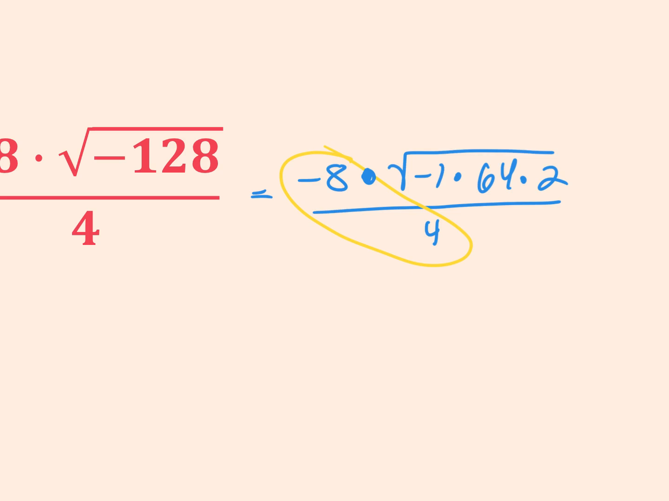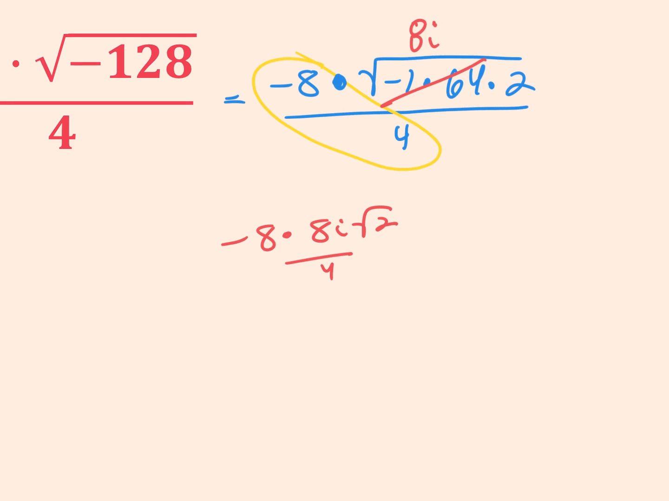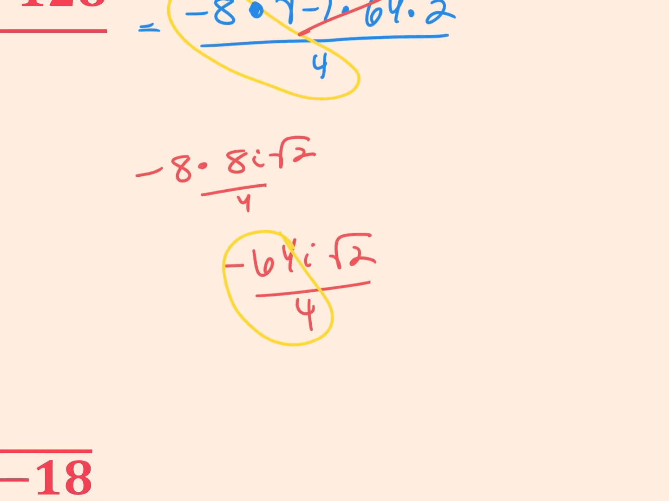What can I take out of the radical? 8 what? 8i. I have a -1 underneath there, so 8i. So I'm going to rewrite this as -8 times 8i root 2 over 4. Again, we are multiplying. You can go ahead and simplify at any point you want to. I'm going to keep going. What's -8 times +8? Okay, so -64i root 2 over 4. Can I simplify these two? Yes. What is -64 divided by 4? So it's -16i square root of 2.